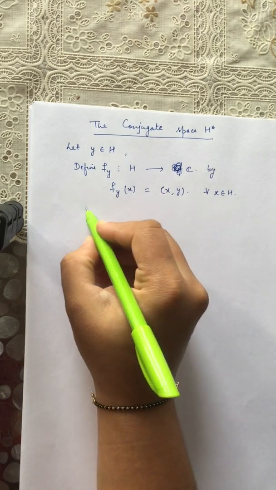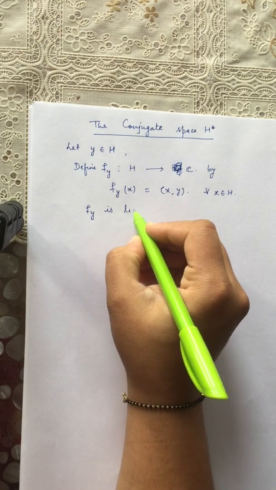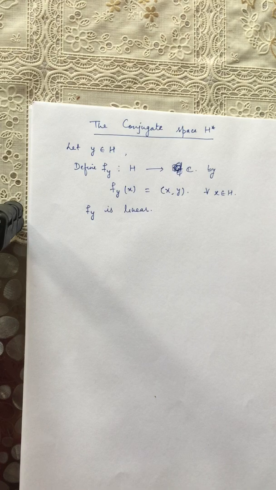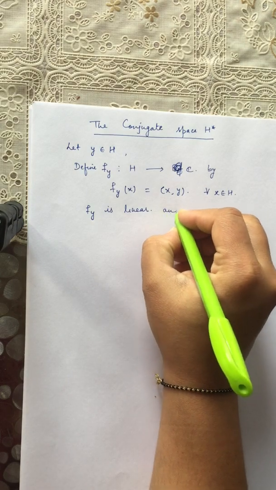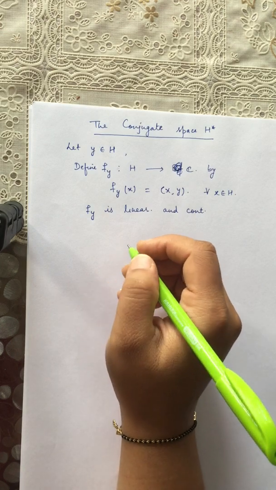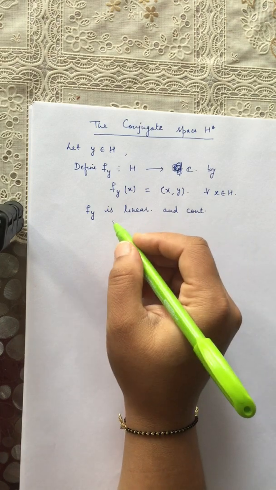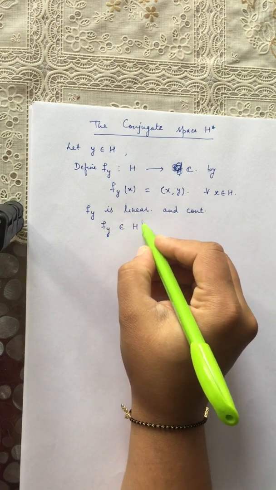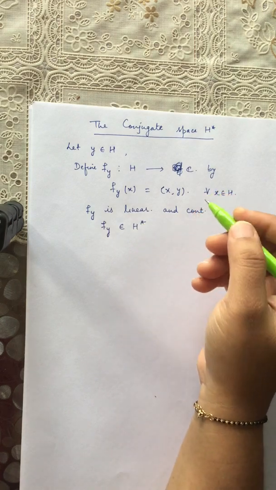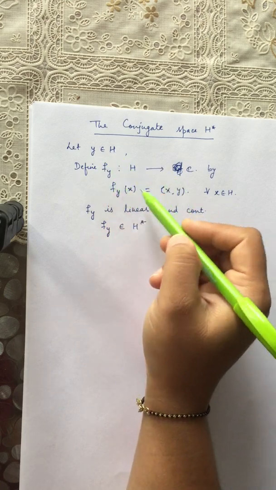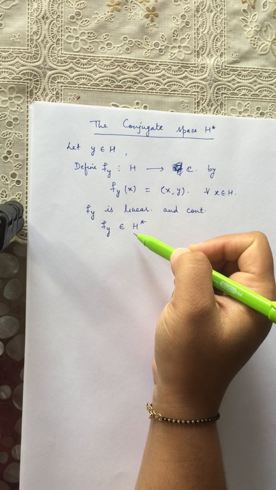Now we can easily see that this fy is a linear function, and this is continuous also, because we know the inner product is continuous. So if it is linear and continuous, it is a functional. If it is a functional on H, then it belongs to H star. So for every vector y in Hilbert space H, if we define fy like this, that is a linear functional on H.